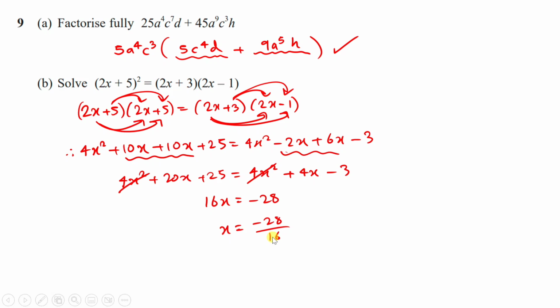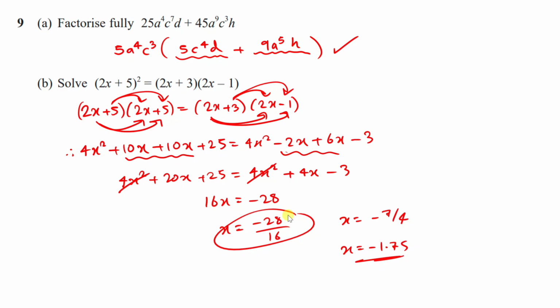And if you want to simplify that, you don't have to, but you'll basically get minus 7 over 4, or x equals minus 1.75. I will just stick to the first one because it doesn't tell you to simplify the answer. But yeah, that's our 9 done.